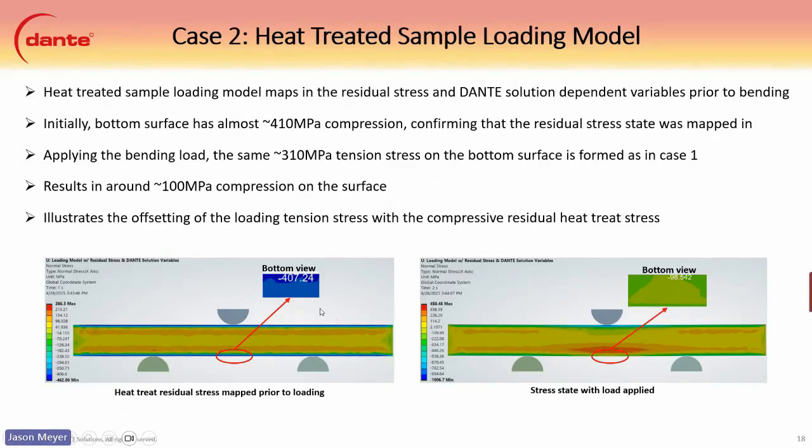You can see the contour of it before actually applying the load, sorry, and that still has about 400 MPa compression. So we applied the bending load here, and the same 310 MPa tension is now about 100 MPa in compression. Basically, it's 1-to-1: 407 minus the 310 from the load gives us about 100 in compression here. And that illustrates the offset of the loading tension by the compressive residual stress that we obtained from heat treatment.